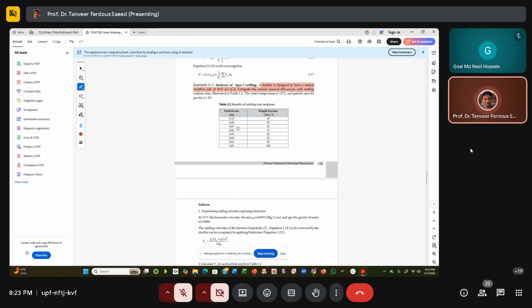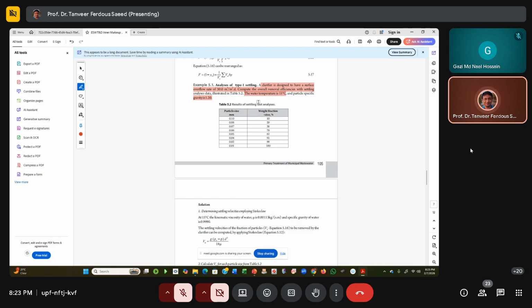Now, if you want to solve this problem, you need to know some data. Otherwise, you cannot solve this problem. Number one, the data must be given in the problem: the temperature of the water and the specific gravity. These data must be given. Otherwise, it is impossible to solve this problem. Definitely, these data will be given, maybe in tabular form or directly, whatever.